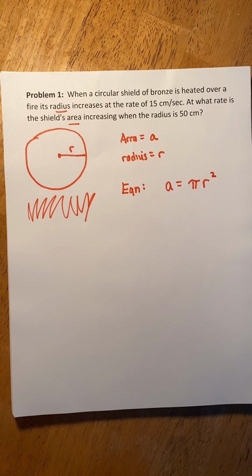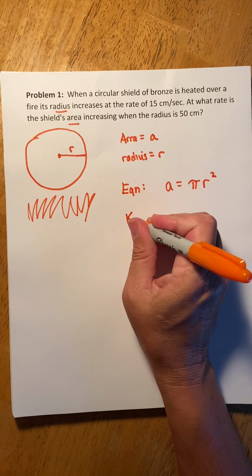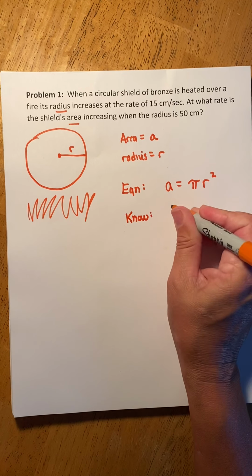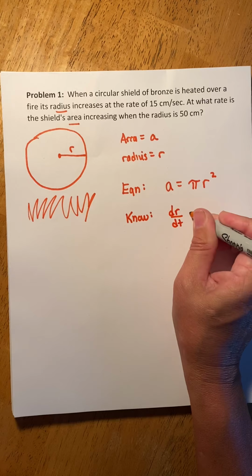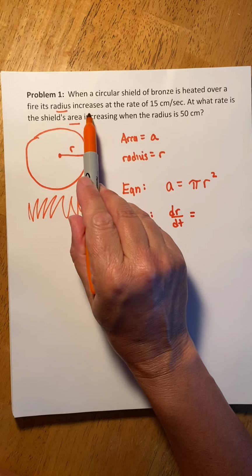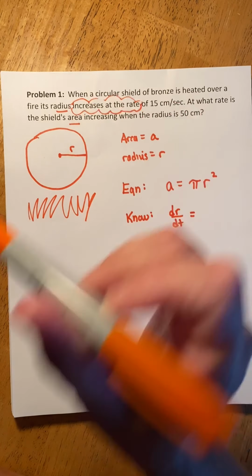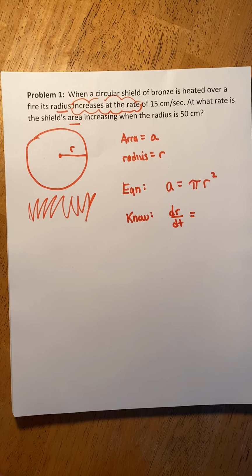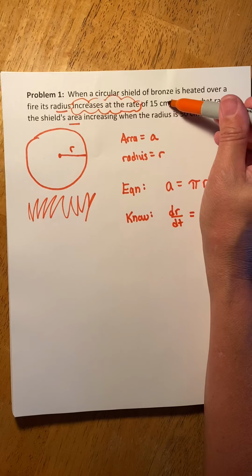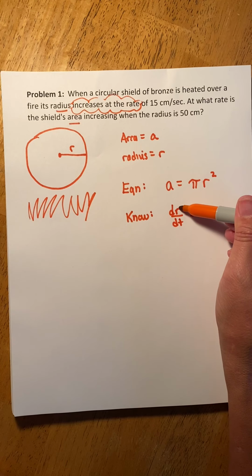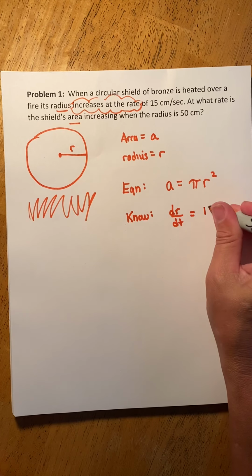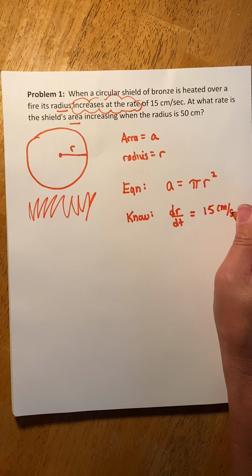Now as time goes on, the radius is changing, right? And we know how the radius is changing. The radius increases at a rate. So this is telling me right here that this is the derivative. The derivative is the rate of change. Increases at a rate of, now notice we have centimeters over second. Radius is centimeters, time is in seconds. So 15 centimeters per second.